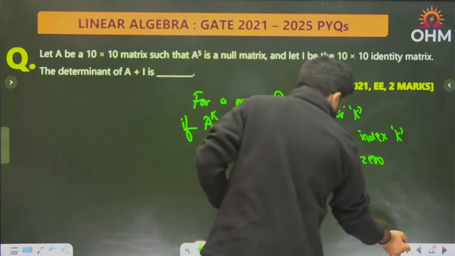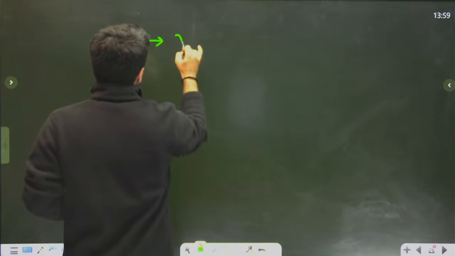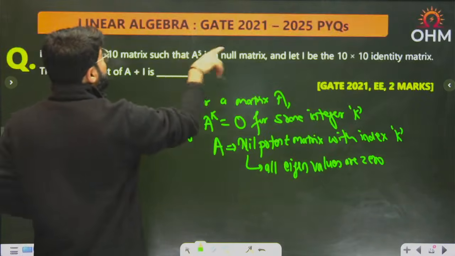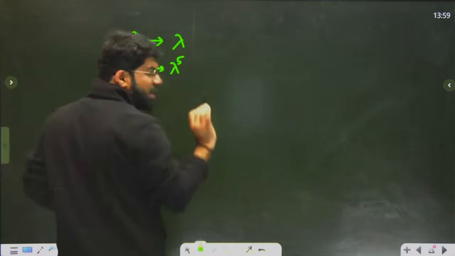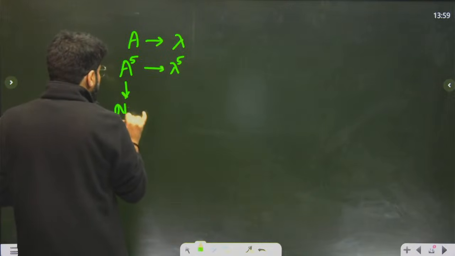Come up here, yeah. You understand like this. What I am trying to tell you: A has the eigenvalue lambda. So A power 5 is a null matrix. A power 5 will have the eigenvalue lambda power 5, as per our basic property number 6. But what they are telling is that A power 5 is a null matrix.